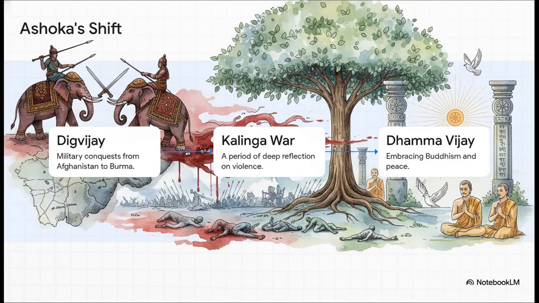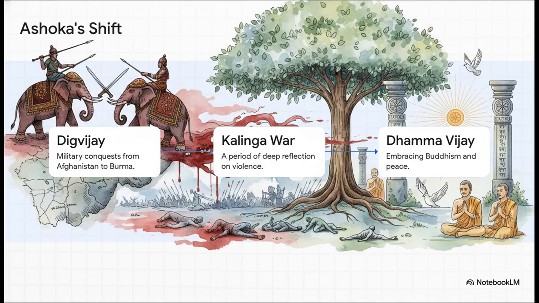Finally, let's look at part 5, Shaping Modern India, the Enduring Legacy. Emperor Ashoka's life is probably one of history's most profound political shifts. He starts out as a ruthless conqueror, reportedly killing 99 of his own brothers for the throne, and launching Digvijay, which were military conquests from Afghanistan to Burma. But then, the sheer devastation of the Kalinga War triggered a total transformation.